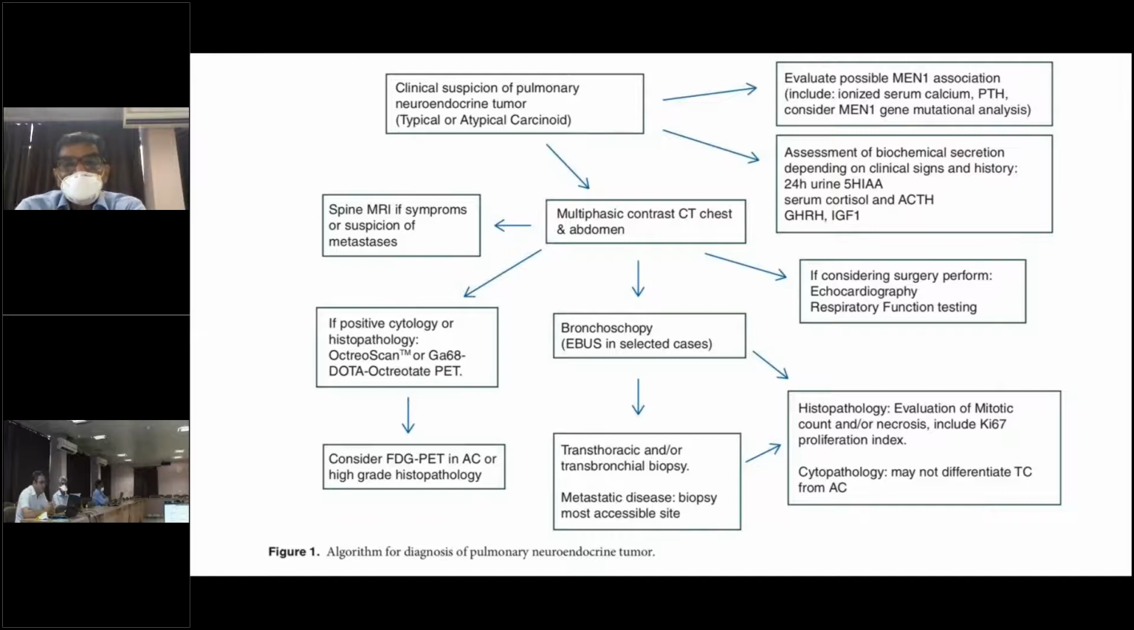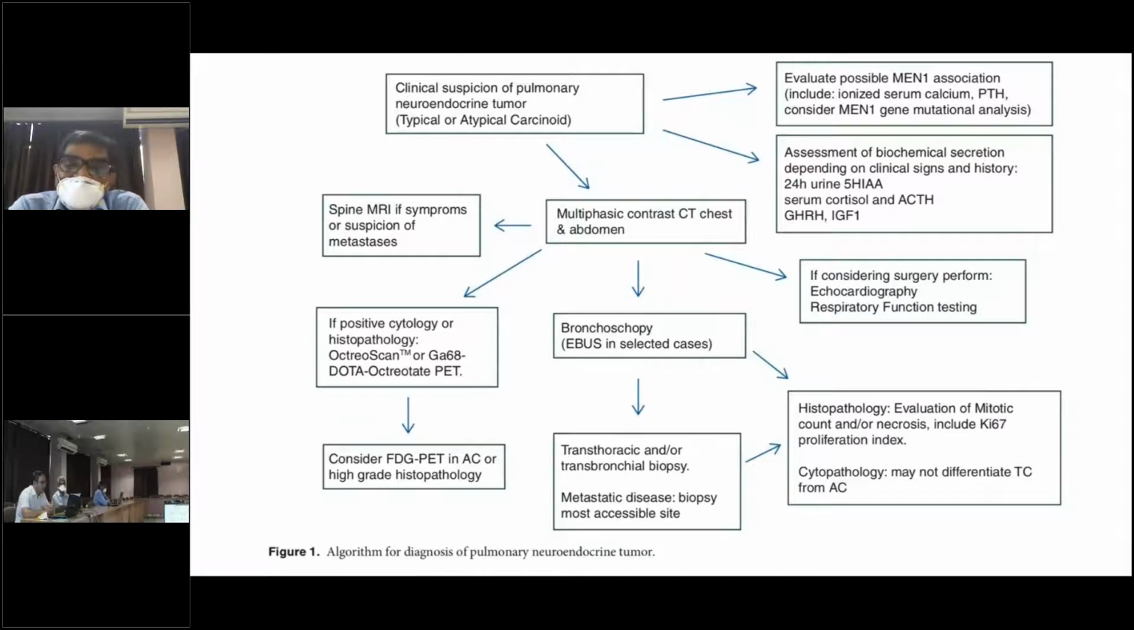and most important of them is CT chest and abdomen to look for any ectopic tissues in the abdomen or the lung mass itself. Then exclusion of MEN1 syndrome. There are biochemical screening methods like urine 5-hydroxy indole acetic acid estimation, serum cortisol and ACTH estimation, and very rarely growth hormone can also be effective.